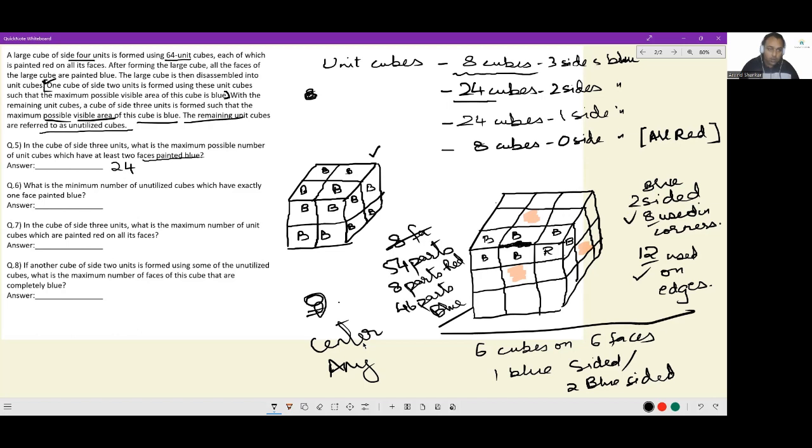Wonderful. Next, what is the minimum number of unutilized cubes which have exactly one face painted blue? Now, if I'm looking for cubes which have exactly one face painted blue and I want to reduce their count, then I will utilize them here. 6 cubes on 6 faces, 6 will get used up here. And I will also utilize it at the center. 1 will get used up here. And there were 24 of them initially. Out of 24, 6 plus 1, 7 are gone. So the minimum number of unutilized cubes which have exactly one face painted blue will be 17.